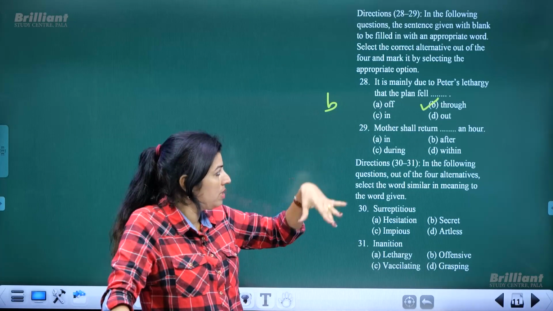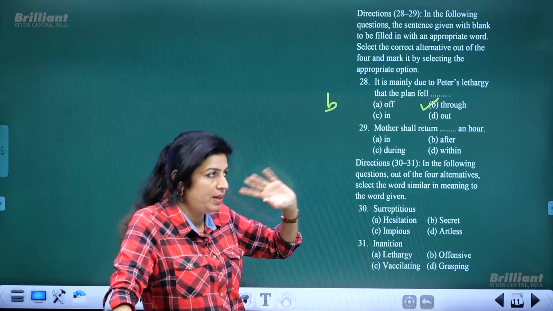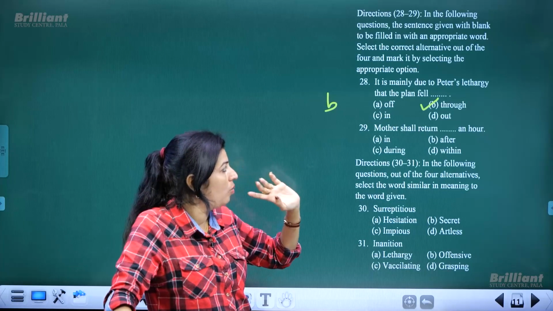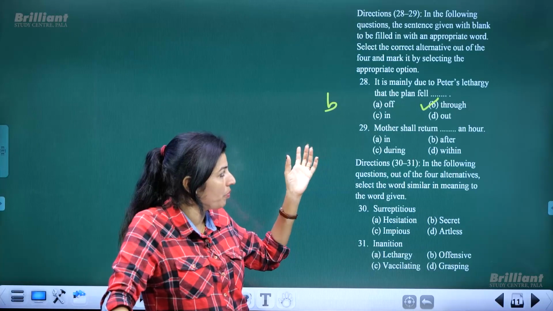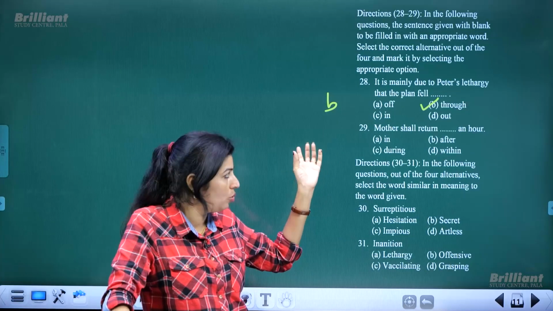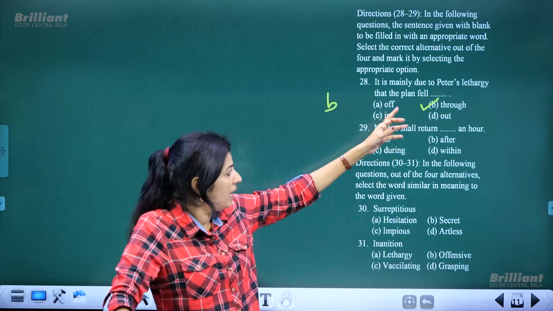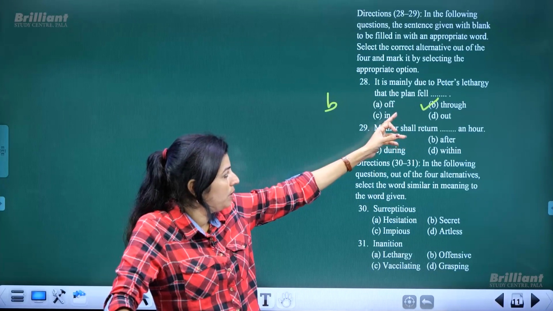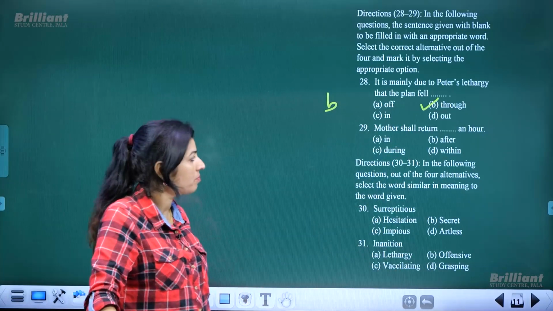Fell off means separated, fell in means to be attractive. Fell out also means to be separated out. So in that sense, fell through, that means to fail, is the correct option.